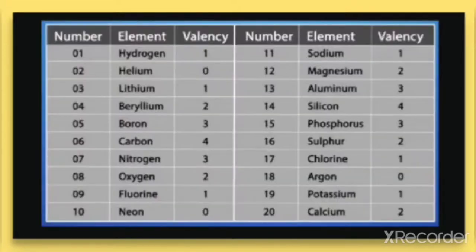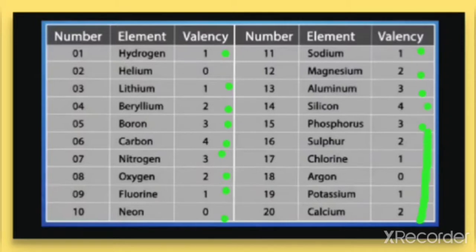Here are the valencies for some important elements. Hydrogen has a single valency. Helium does not form compounds, therefore it does not have a valency, 0. Lithium 1, beryllium 2, boron 3, carbon 4, nitrogen 3, oxygen 2, fluorine 1. Neon, again a noble gas, does not form any compound, so it is 0. Like sodium 1, magnesium 2, aluminium 3, silicon 4, phosphorus 3.